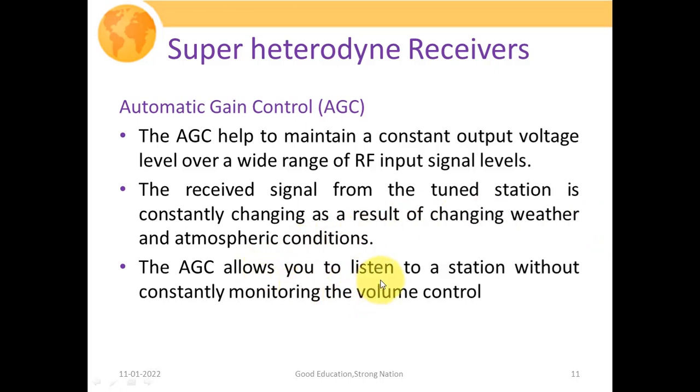So AGC allows you to listen to the station without constantly monitoring the volume control. It is the major advantage of automatic gain control. Otherwise, suppose you are trying to listen to certain music or a channel while moving, then you have to use your volume control knob multiple times depending upon your movement. So automatic gain control limits that particular problem.